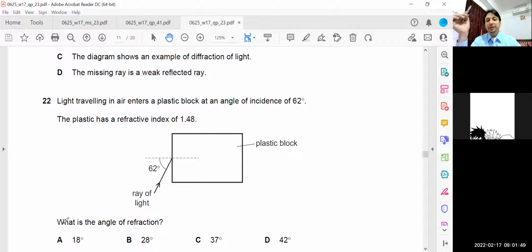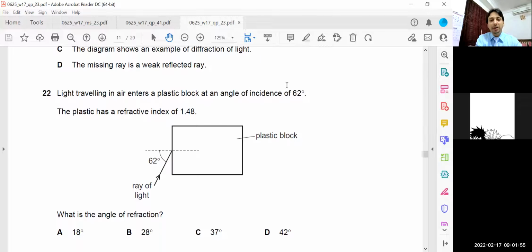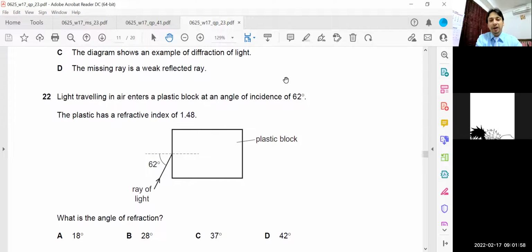An angle of incidence of 62 degrees is given. The first thing, children, always remember: angle i is the angle between the incident ray, this is the incident ray, and the normal, this is the normal dotted line. So this angle is given as 62 degrees. The plastic has a refractive index of 1.48. What is the angle of refraction?